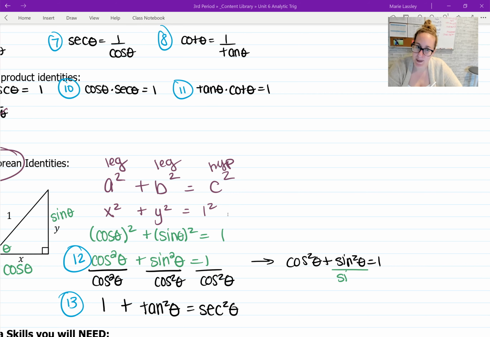But we can't just divide one piece. We have to do it to everything because it's an equation. There's an equal sign, so it has to stay equal.